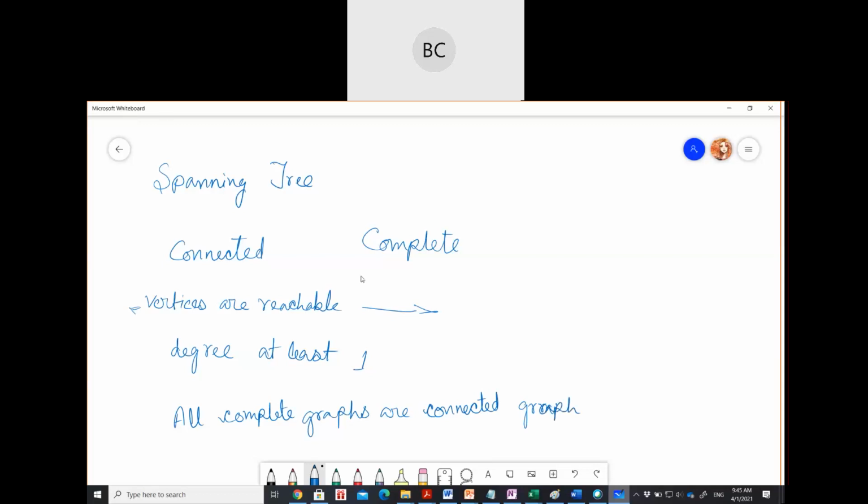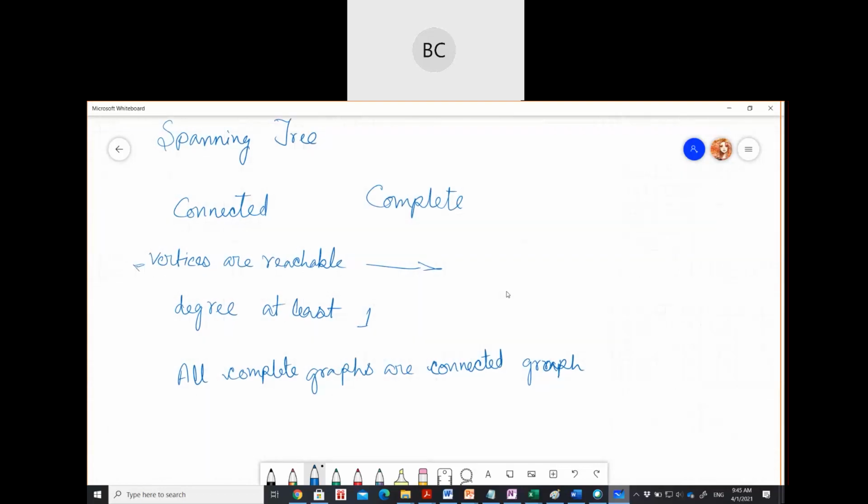So all complete graphs are your connected graphs, but all connected graphs are not complete.